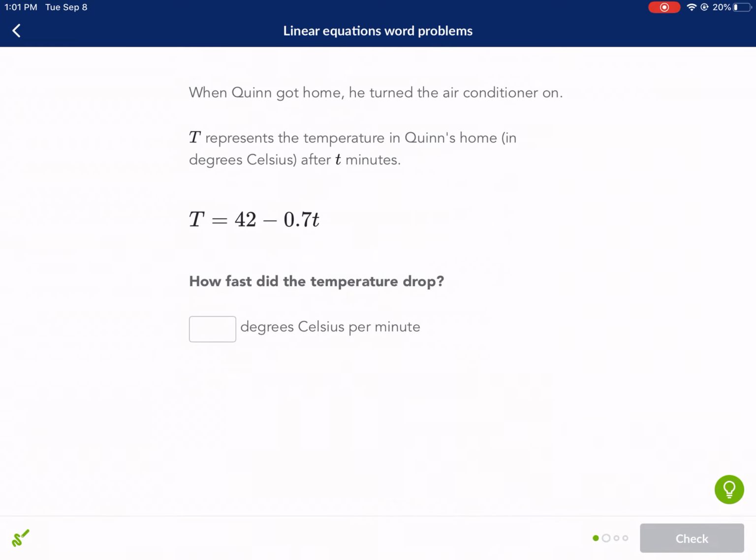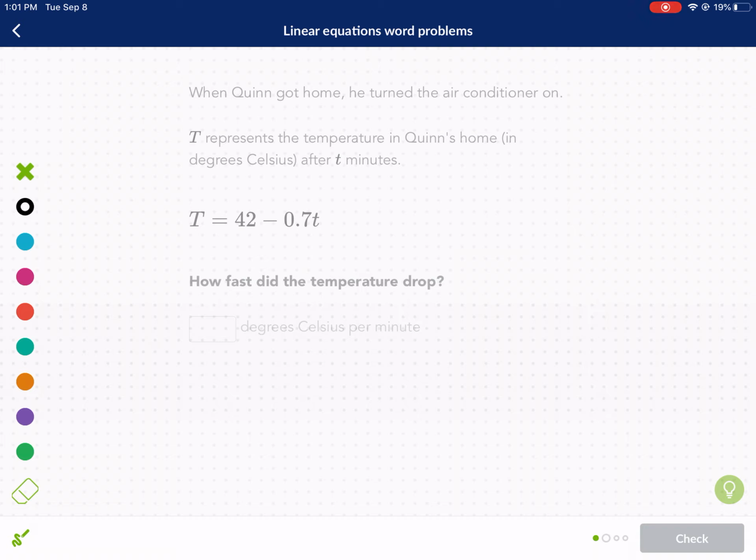All right, next question. When Quinn got home, he turned the air conditioner on. T represents the temperature in Quinn's home in degrees Celsius after T minutes. How fast did the temperature drop? So we're trying to find the rate here. Degrees Celsius per minute. Okay, so we want to know after T number of minutes, T stands for time, how fast does the temperature drop per minute?